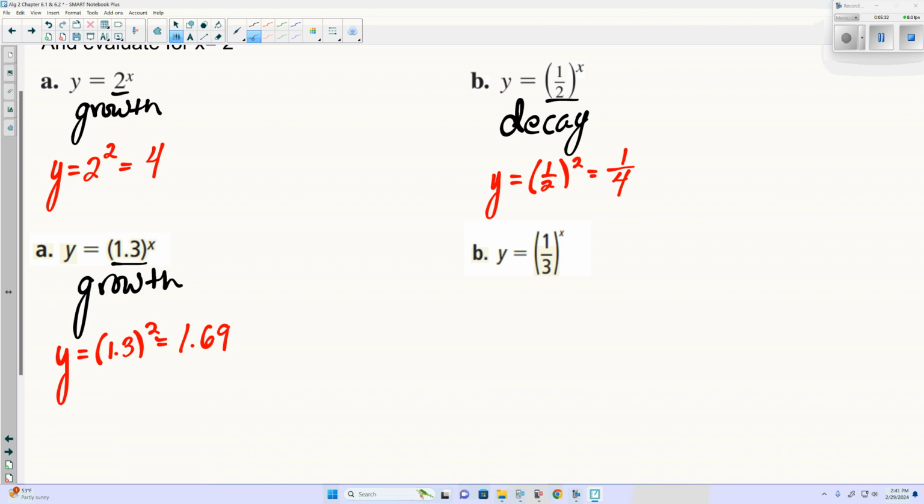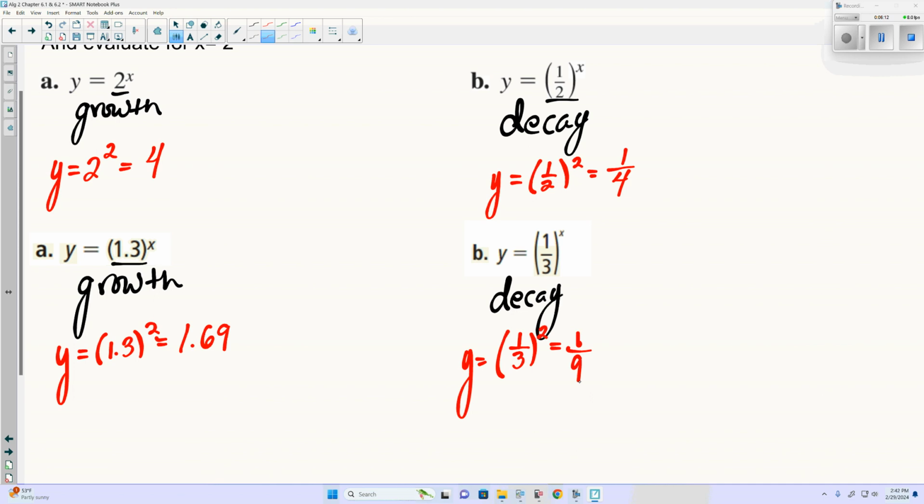Our next one, y equals 1/3 to the x. This would indeed be decay, because our base in this case is between 0 and 1, our 1/3. And since it's between 0 and 1, it is decay. And the last one, we're going to say y equals 1/3 squared, which is 1/9. We don't have to use just 2. I picked 2 at random when I put this together, just so we can see evaluations with it.